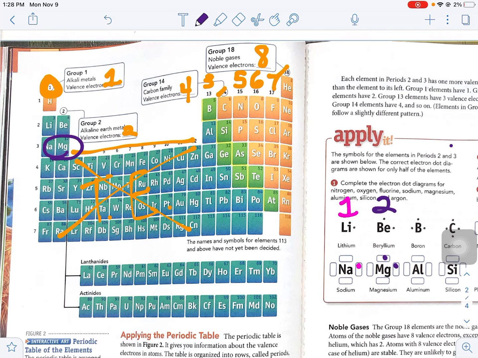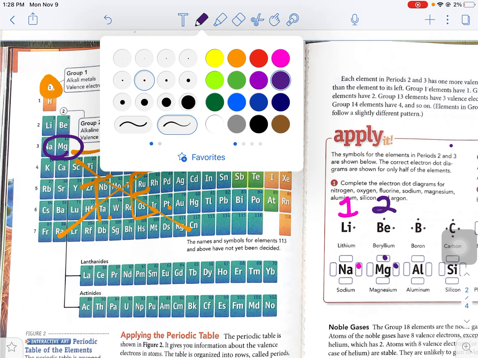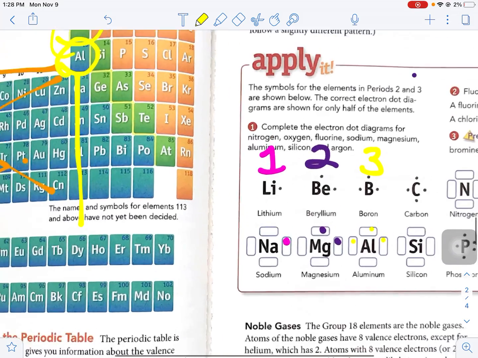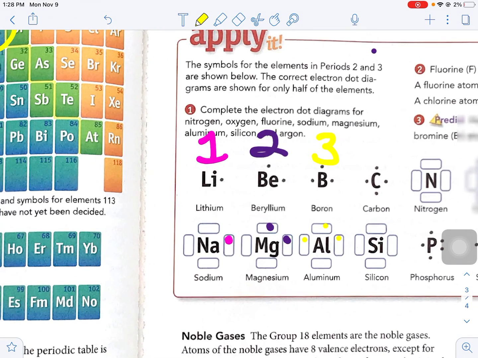Boron is found right here, and it's going to be group 13, and it has 3 valence electrons. It's already done for you in that example. You'll find that aluminum is smack dab right beneath it, and any of these elements in the same group are going to have 3 valence electrons. So aluminum is going to look just like boron with 3. I don't know if you can see my 3 yellow dots, but there they are.